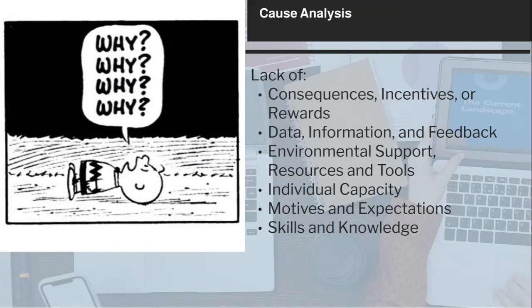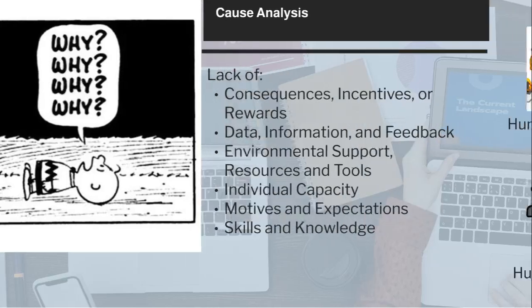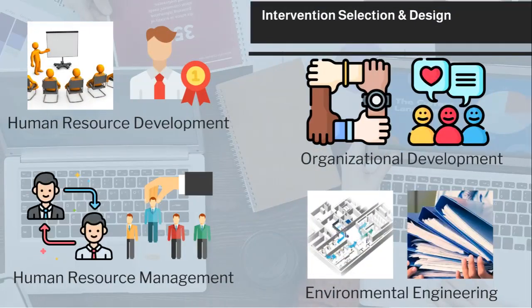This is asking why. This may be due to the lack of consequences, incentives, or rewards; data, information, and feedback; environmental support, resources, and tools; individual capacity; motives and expectations; or skills and knowledge. Once we have determined the cause, we consider possible intervention selection and design to close our performance gap.